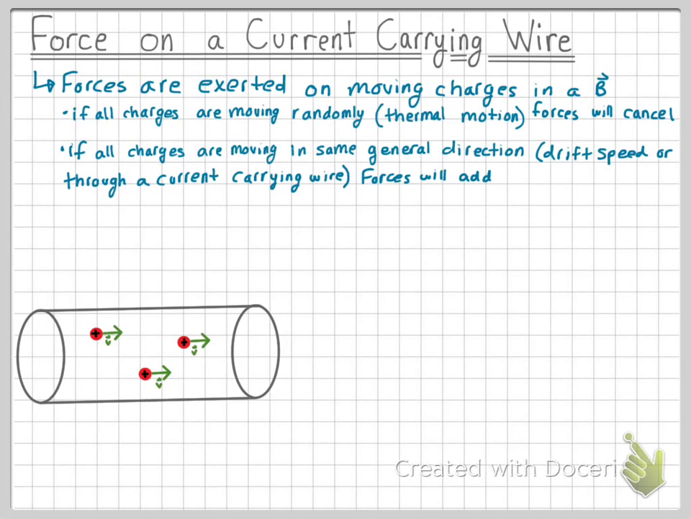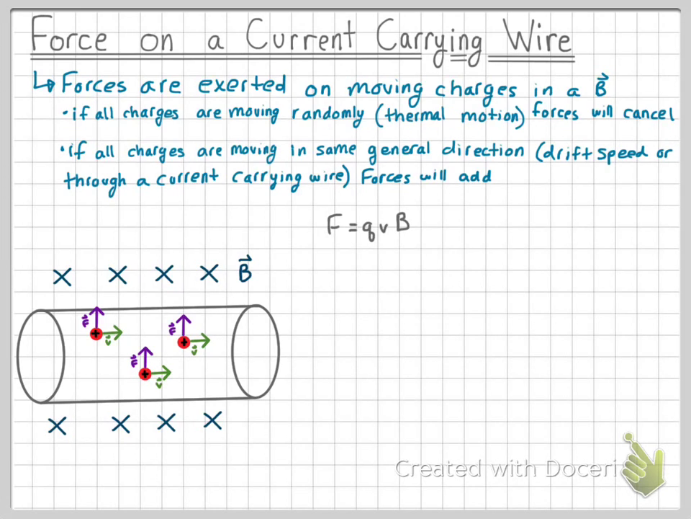So looking at this cross-section of wire, we have three labeled positive charges that have a velocity. Therefore, we know a current is established in the wire. Let's say we have a magnetic field pointing into the page. Using the right-hand rule, we see there is an upward force exerted on all these charges that are moving in the wire. So we can develop an equation to describe this upward force.